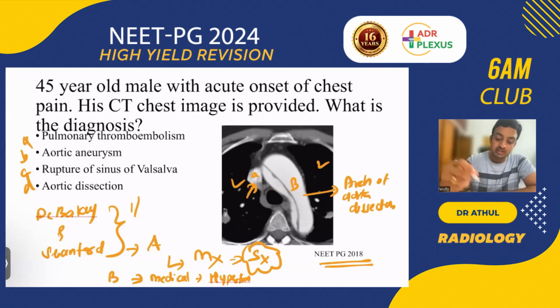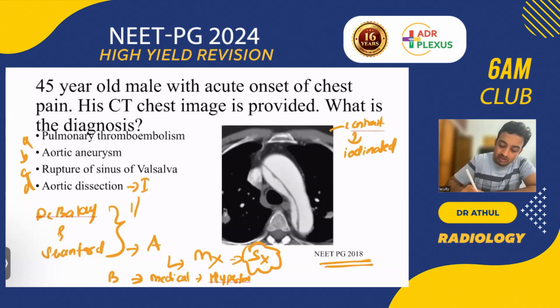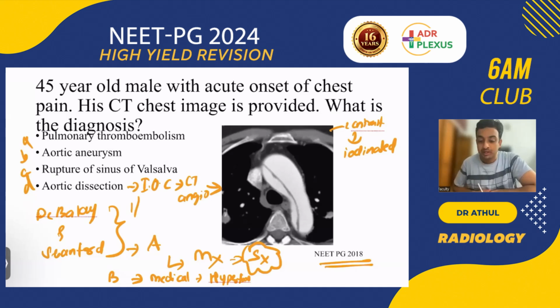Now other questions that can be asked from CT. What is the contrast agent that we give in CT? We have to give iodinated contrast like iohexol. This is a contrast image. If you are suspecting aortic dissection, what is the investigation of choice? Yeah, we have to do a CT angio. This is a CT angio image showing aortic dissection.